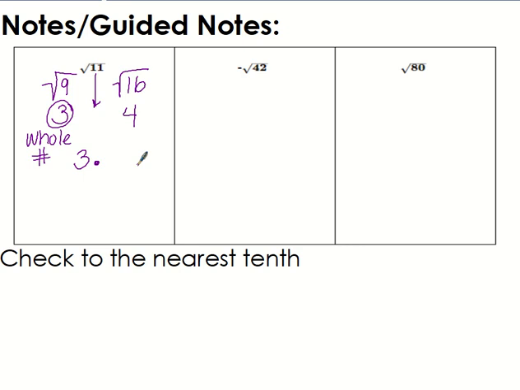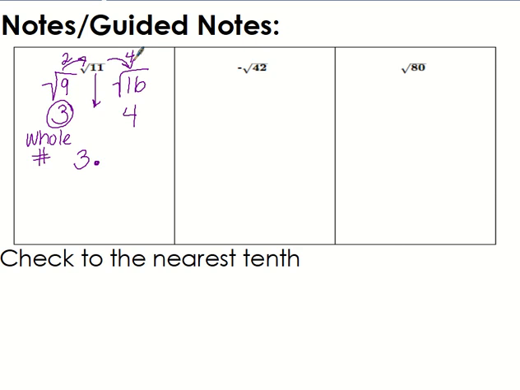Okay, so this is how we estimate. I'm going to find out how far apart 9 is from 11. It's 2 away. And I find out how far 11 is from 16. It's 4 away. So it's closer to 9 than it is to 16, right? It's 2 away from 9 and 4 away from 16, so it's closer to 9. So that means it's closer to 3. So that means our decimal needs to be closer to 3.